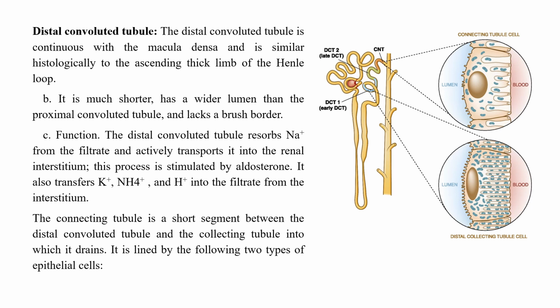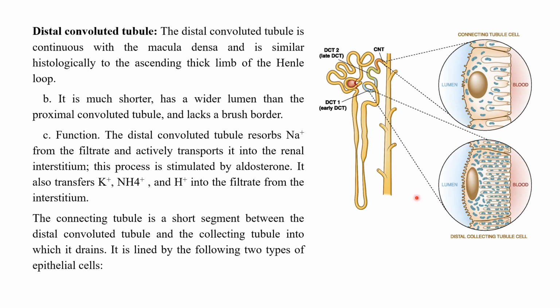The distal convoluted tubule is continuous with the macula densa. We have already seen that this is the distal convoluted tubule, and it is histologically similar to the ascending thick limb of the loop of Henle. It is much shorter, has a wider lumen than the proximal convoluted tubule, and lacks brush border cells. So there will be no brush border cells in the distal convoluted tubule.